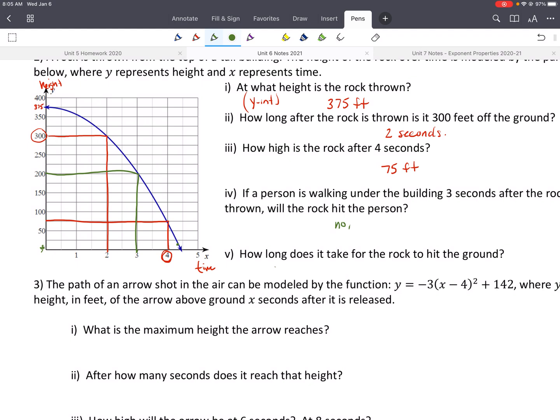And how long will it take the rock to hit the ground? That's going to be like our x-intercept. That time looks like maybe 4.5 seconds.